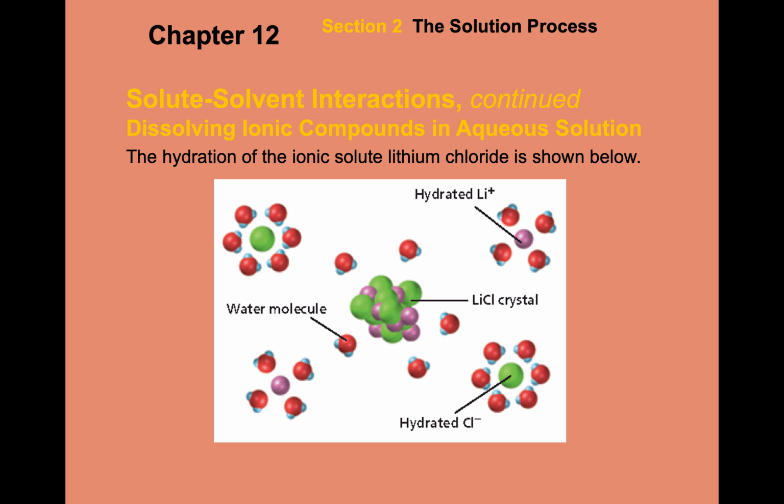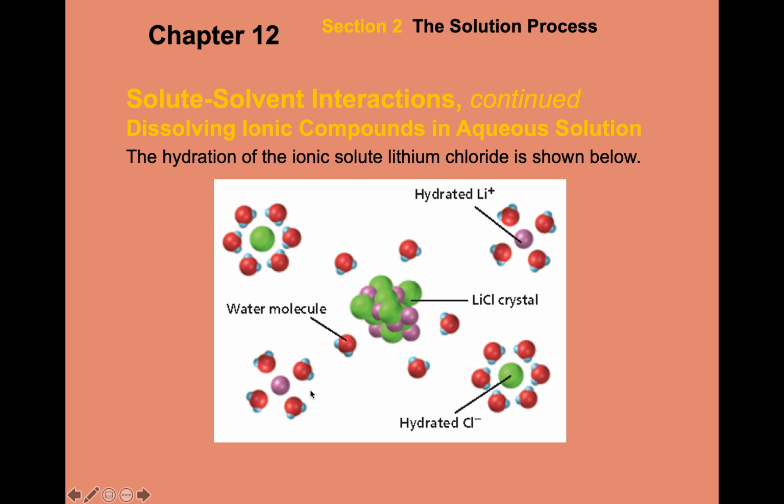Chlorine is negatively charged. Water has positively charged hydrogen atoms, which are the blue things on the water molecules. Those positively charged hydrogen atoms orient themselves towards the negatively charged chlorine and do the opposite on the positively charged lithium. So this is what we call hydration. It's just the formation of this surrounded surface of our ions with water molecules.